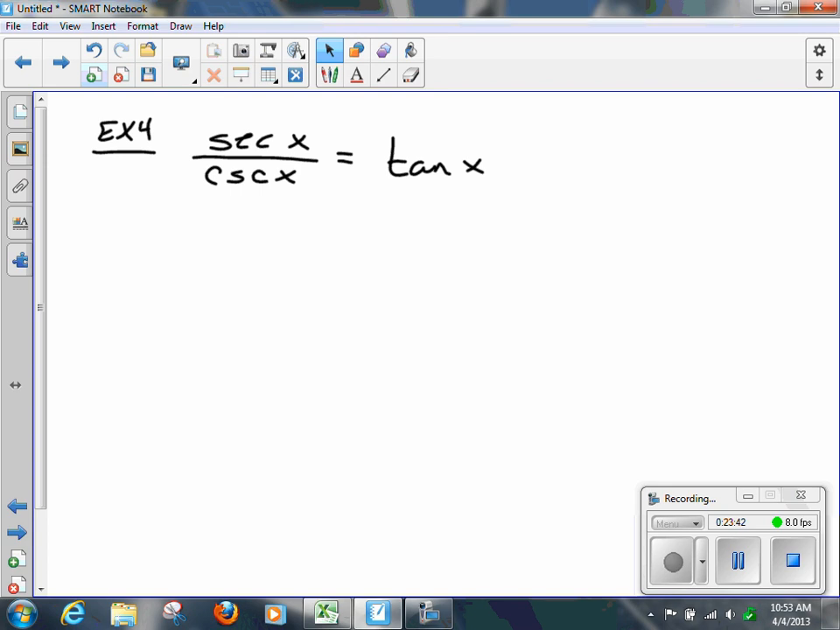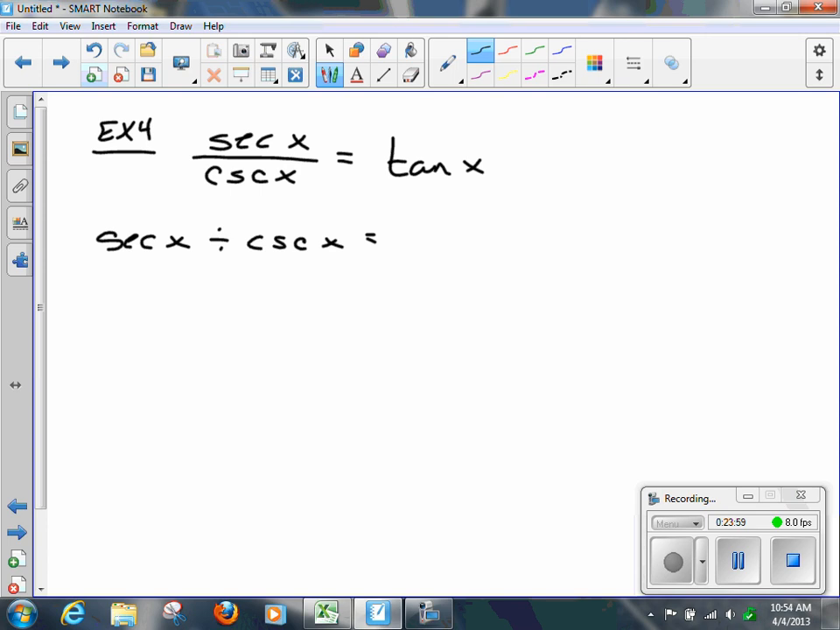Which side looks more complicated? The left. So what should we do? Old school. I agree. Hey, see what you can do with that. Get the left side equal to tangent. You guys got this. What do I do? Talk to me.